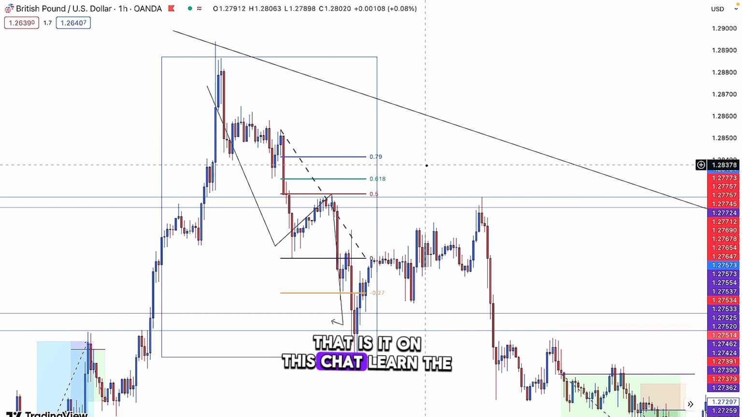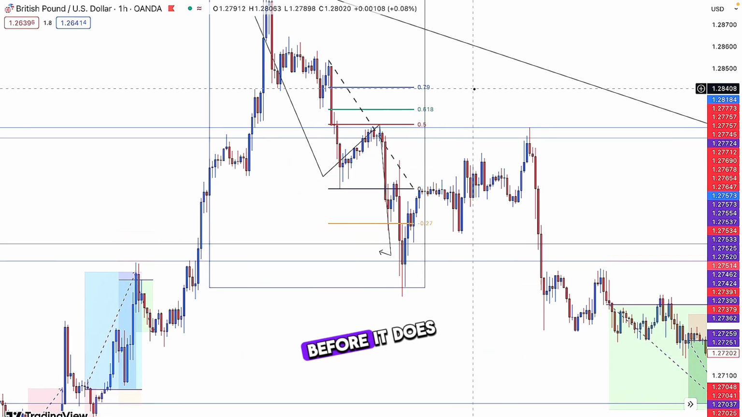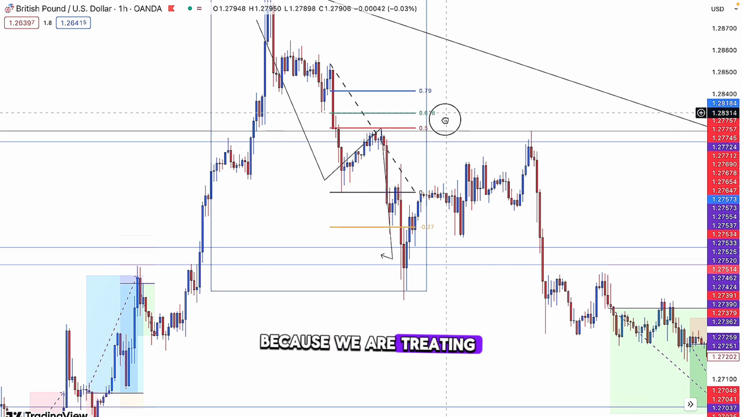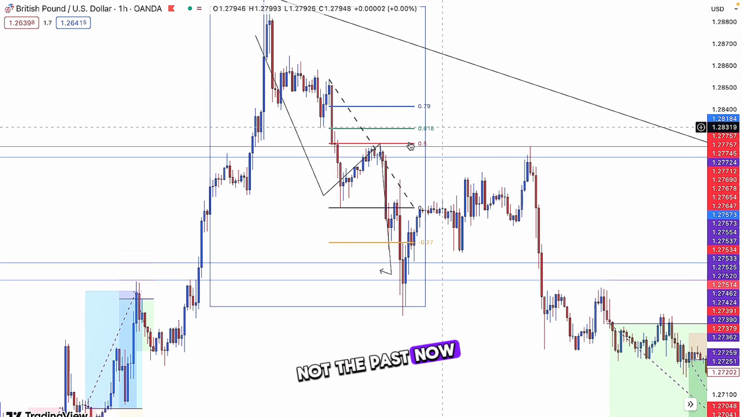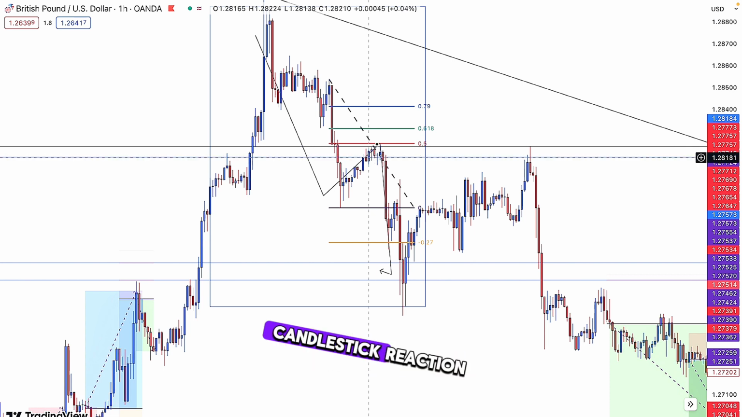That is it on this chart. Learn the candlestick patterns and understand what the candlestick is about to do before it does the move, because we are trading the future, not the past. Now you can see inside the different candlestick reactions.